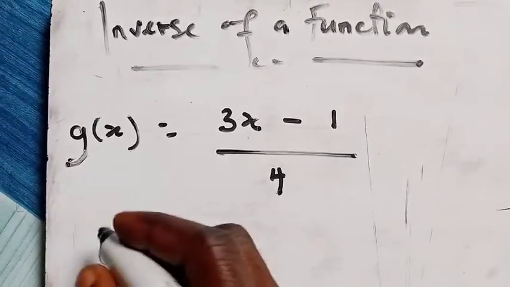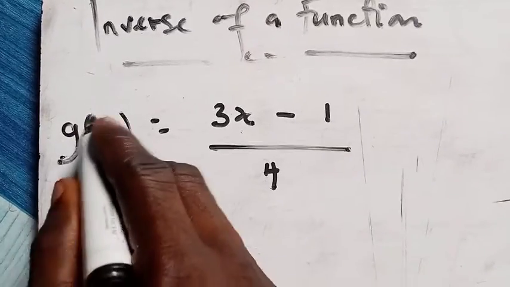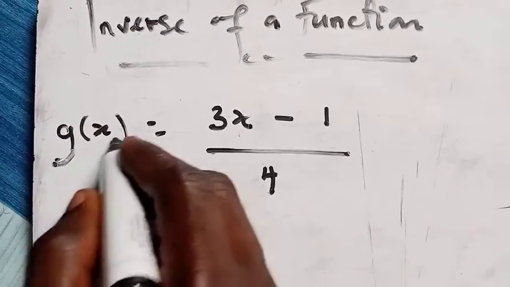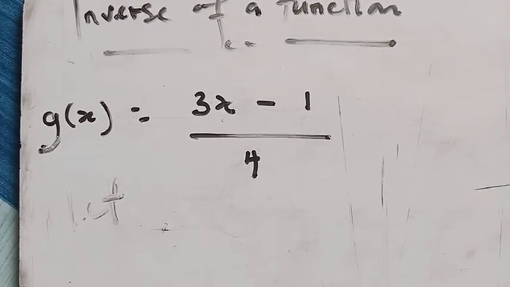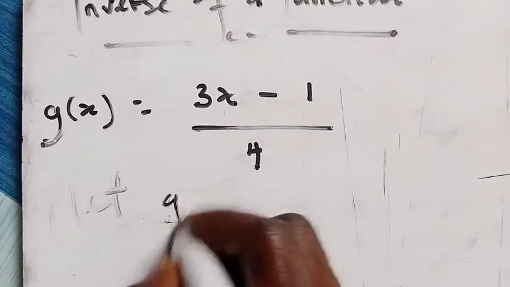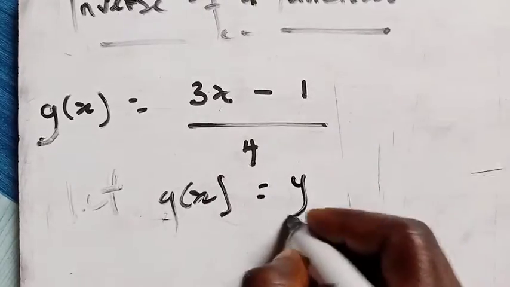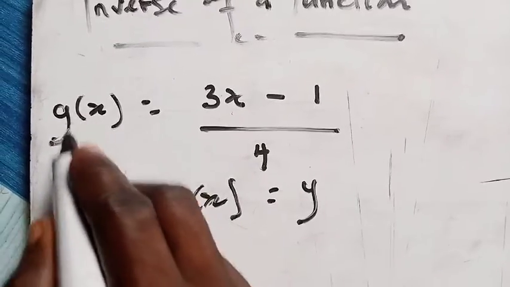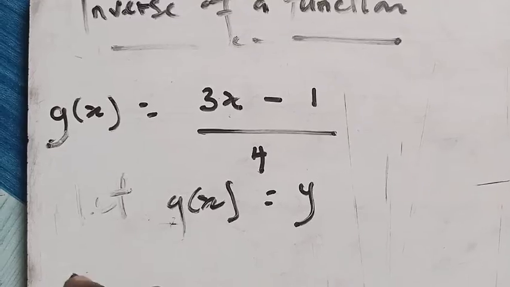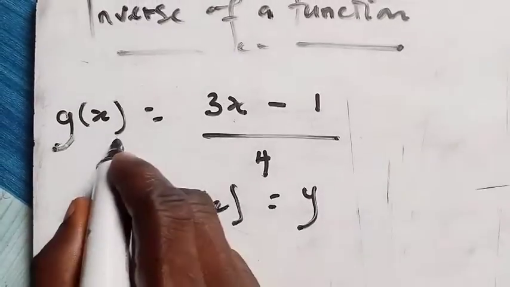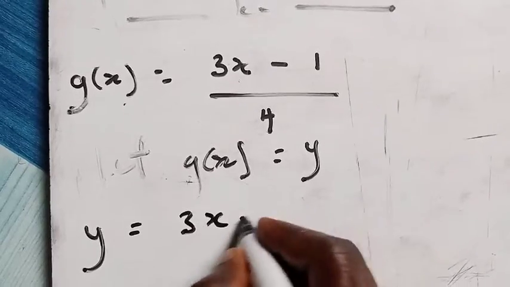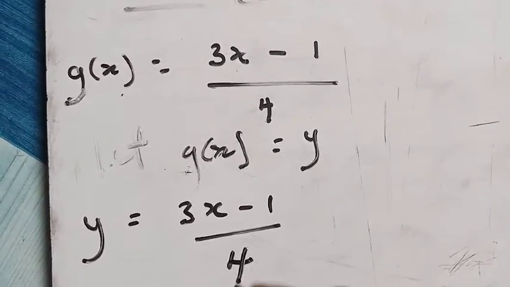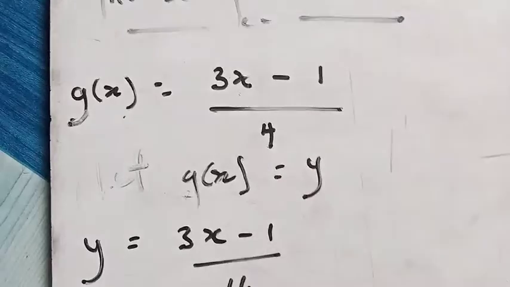Now, the first step here is that because this involves two variables, g and s, we let g of s be equal to y. We are just replacing g of s by y. Whatever you see g of s, you put y there. So y is equal to (3s minus 1) everything divided by 4. That is the function that we are having.